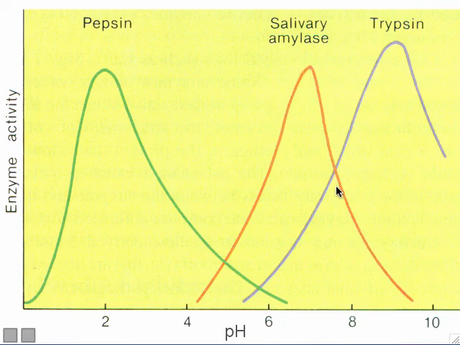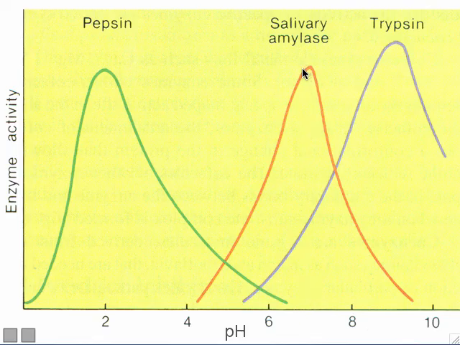This red is the activity of an enzyme called salivary amylase, which is found in the salivary glands, the glands in your mouth that make the saliva. And so just focus on that enzyme. Notice that enzyme has its optimum pH, its highest level of activity, right around pH 7, right?